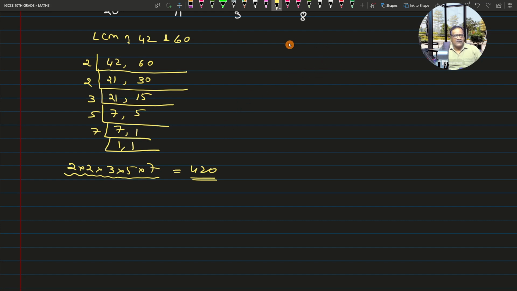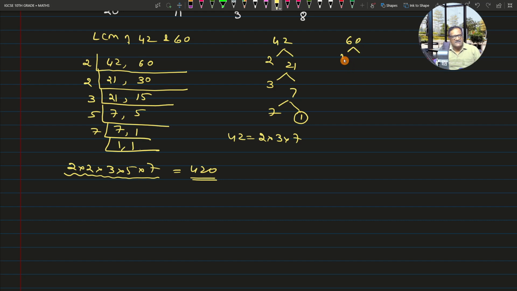One more method, let us discuss. For 42 and 60, you have to find the prime factors. So prime factors of 42 will be, start with 2. So 2 into 21 is 42. Then for 21 you will go for 3. 3 into 7 is 21. And then 7, then this will be 7 into 1. Now, once you get 1 on this branch, you have to write this as 2 into 3 into 7. So these are the prime factors of 42.